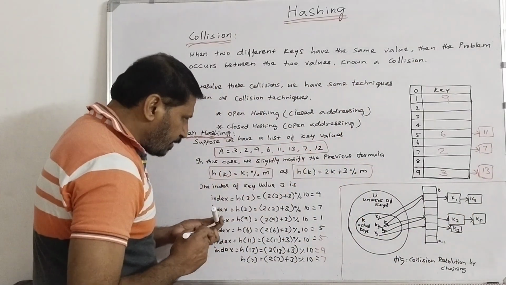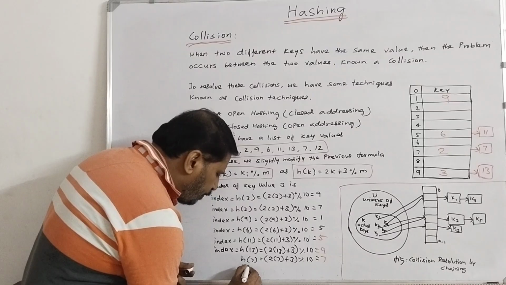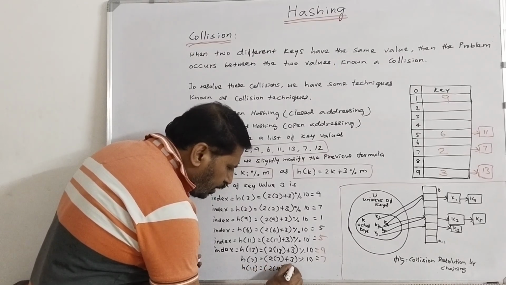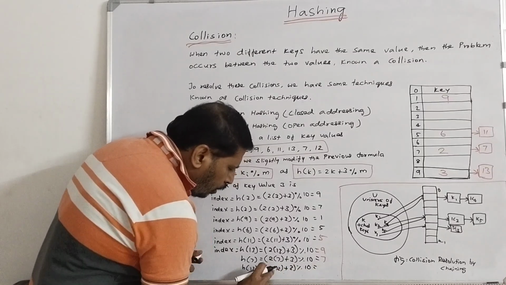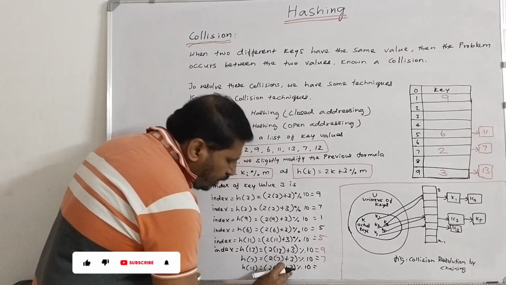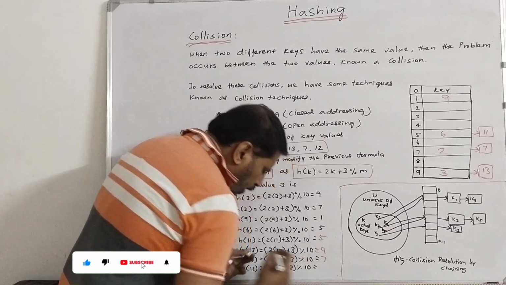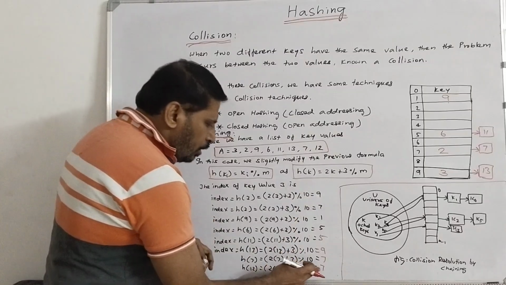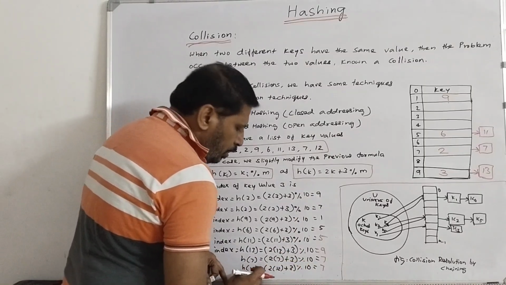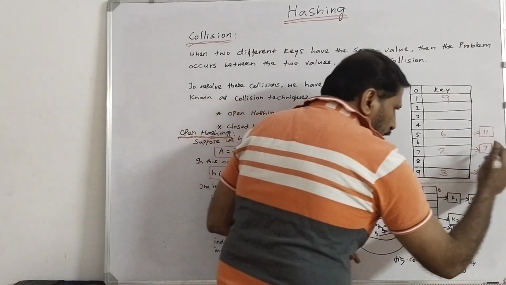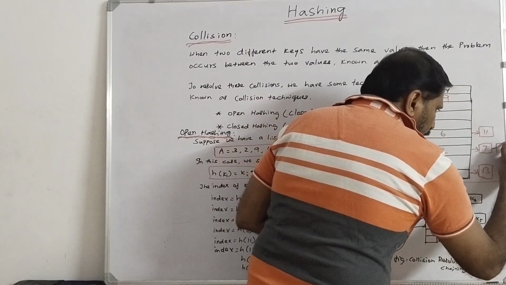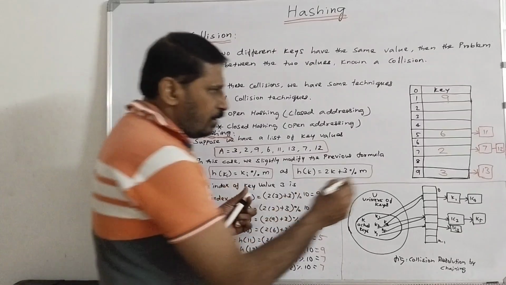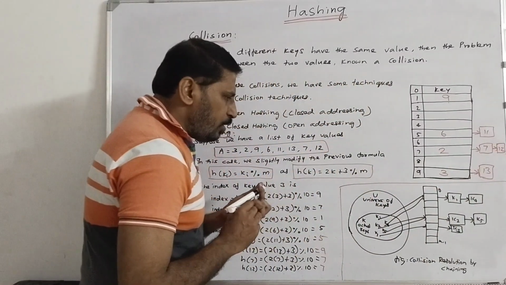Next number is 12. h(12) equals (2 into 12 plus 3) modulo 10. 2 into 12 is 24, 24 plus 3 is 27, and 27 modulo 10 is again index 7. So 7 is already filled, a collision. I have to store number 12, so I go to index 7, to this chaining, make another memory address, and store 12 there. Is the point clear?